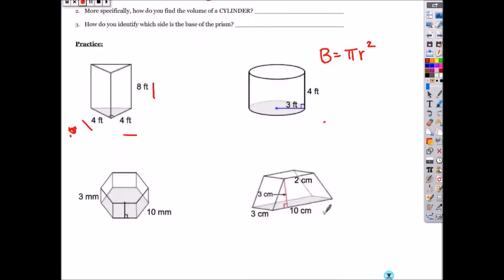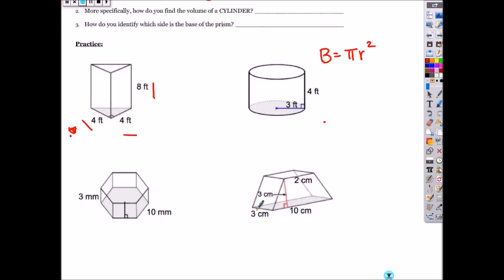What about this one? What's the base? Remember, a prism has the same base, top and bottom. So is this rectangle the same as this rectangle? Yeah, so those are not the bases. Trapezoid, so they turned it. If you turn it sideways, you see how this trapezoid is the base, and this trapezoid is also a base. So you have to find the area of the trapezoid and multiply by the height.